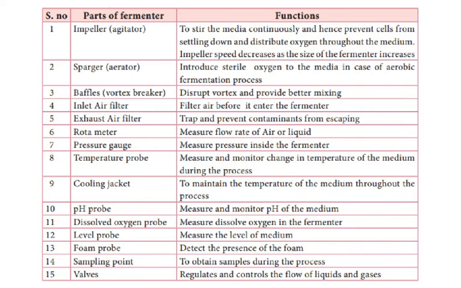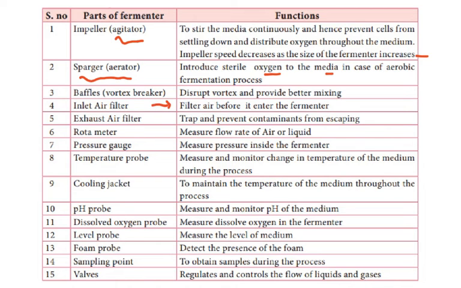Now, if you look at another explanation of all this, what is the first one? The impeller. It's an agitator to stir the medium continuously, hence preventing cells from settling down and distributing oxygen throughout the medium. Impeller speed decreases as the size of the fermenter increases. A sparger or an aerator introduces sterile oxygen to the medium in the case of an aerobic fermentation process. Baffles disrupt the vortex and provide better mixing.